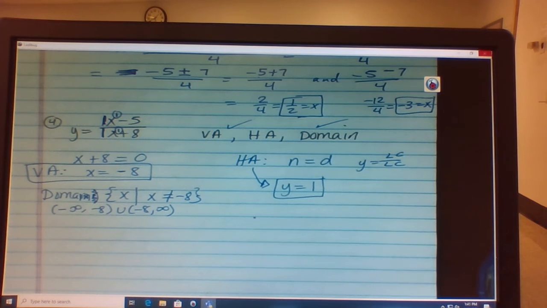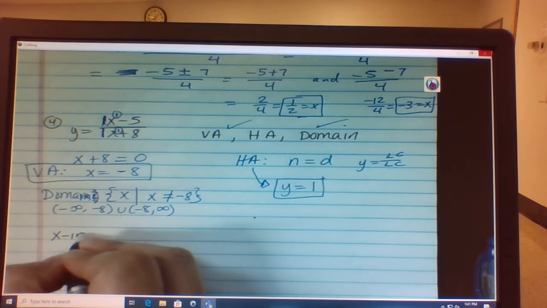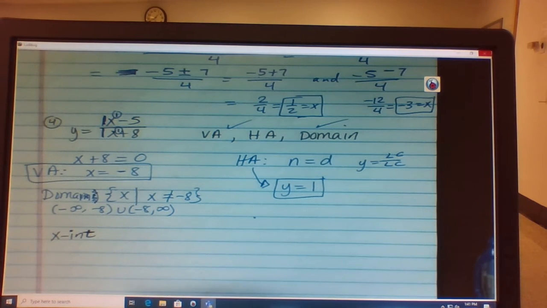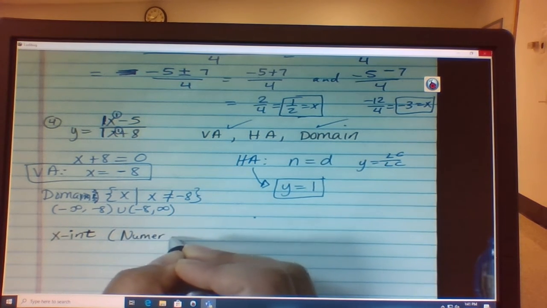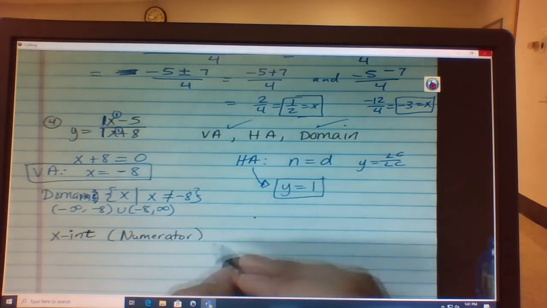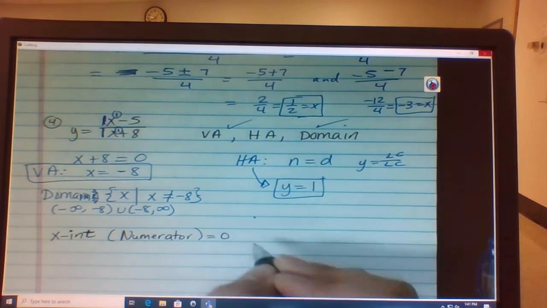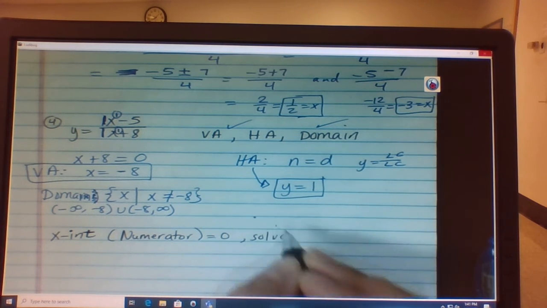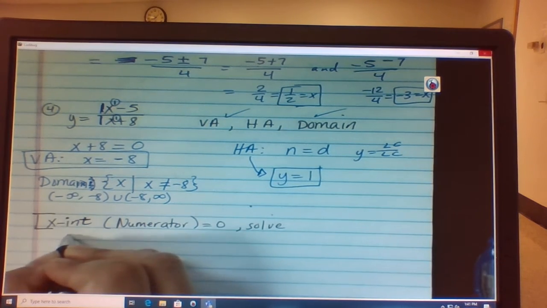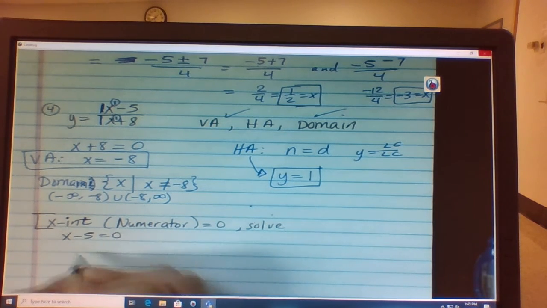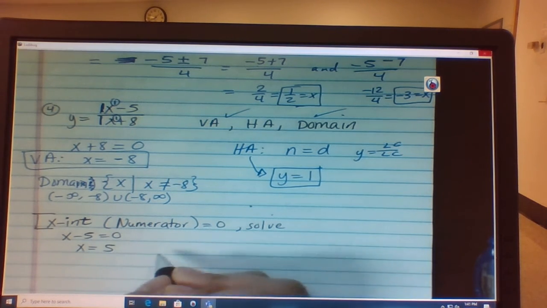Now, they may ask for an x-intercept. So if they ask for the x-intercept, you have to look at your numerator, set it equal to 0, and solve. That's all you have to do. So who is your numerator? Minus 5. So x is a 5. So my x-intercept is 5, 0.